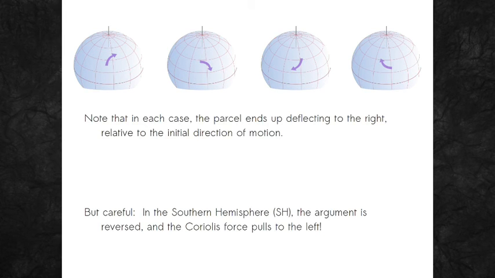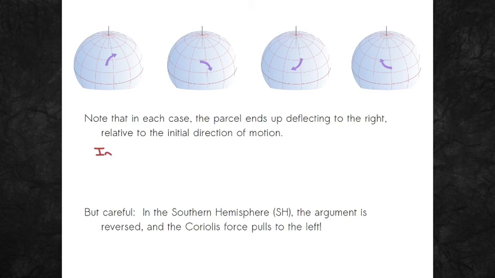Now you'll note that in each of these cases, our parcel ends up deflecting to the right relative to the initial direction of motion. For instance, in this case here, it started off going northward, but then gets pulled to the right relative to its initial direction. This guy started off going eastward, but again gets pulled to its right relative to the initial direction, and the same for the other 2 cases.